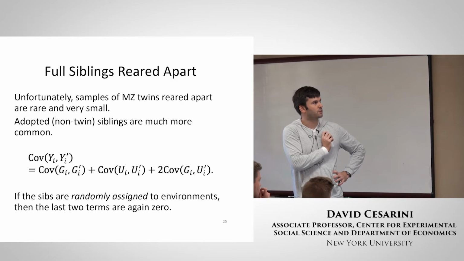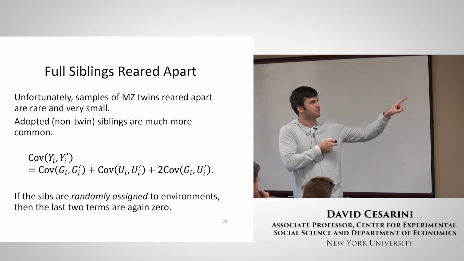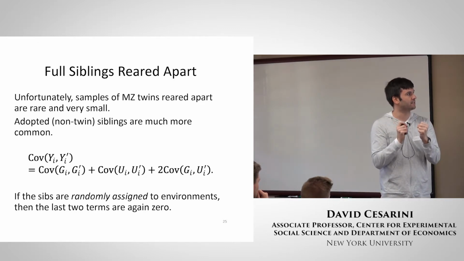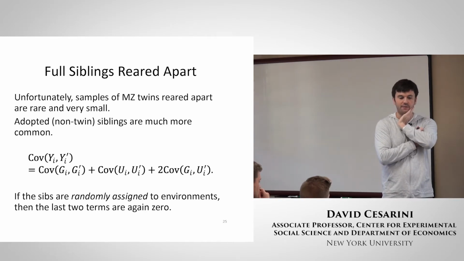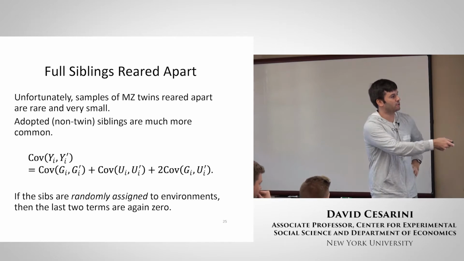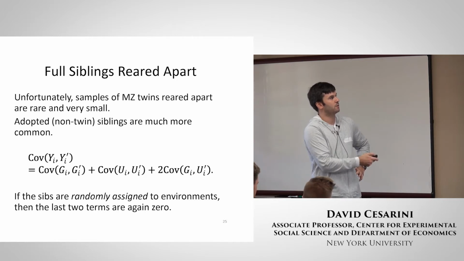Okay, so again, that's one thing you can do. You can also, and maybe this is what we had in mind when we wrote this slide, imagine non-twin siblings who are genetically related but who are assigned to different families at random, so completely analogous to the experiment of the monozygotic twins. In that case, again, these last two terms vanish, and what you end up with is that the covariance between these two siblings is going to be exclusively a function of the first term.